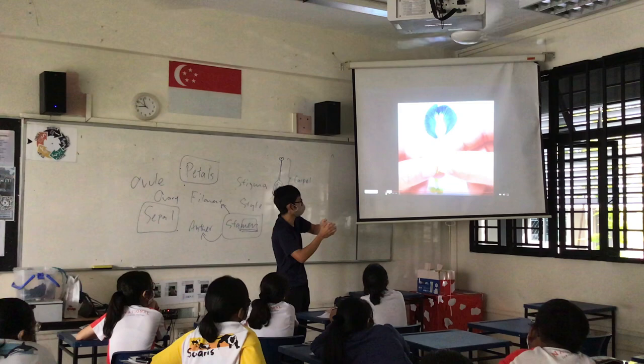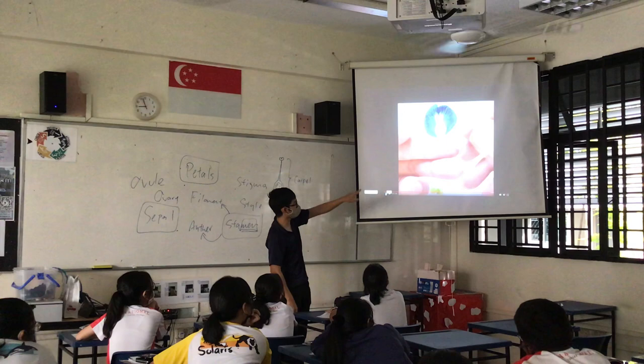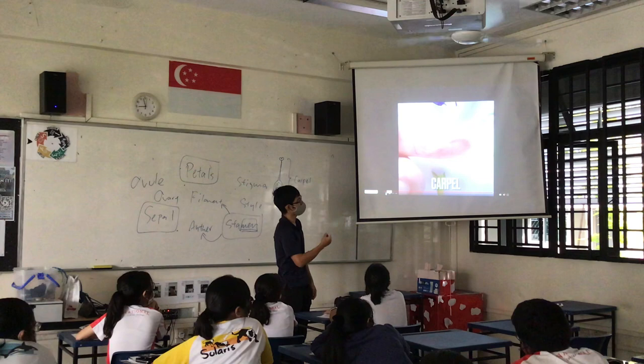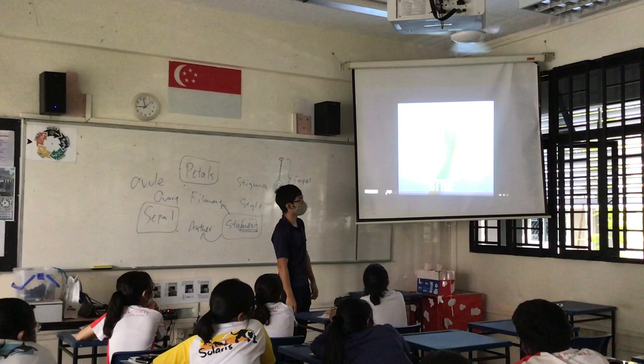Yeah? Okay. So this is the female part. The female part comes with, you see the bottom part, the chubby part. Okay, that is the ovary. And then you see the style. And then you see the stigma. Look at the stigma up close. It's rather feathery to help trap the pollen grains in the style.